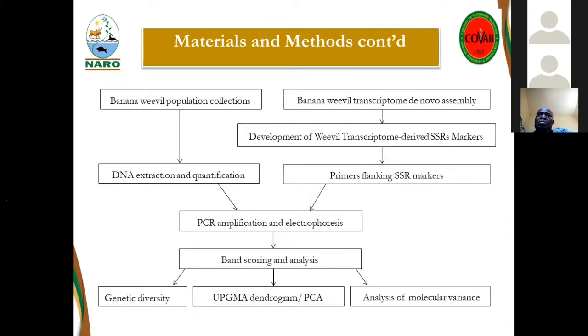After DNA extraction was done, I had to get the transcriptome. I assembled it de novo, because I don't have any reference genome. De novo assembly just basically means you're assembling something without a reference genome. And it is very, very key. So I developed SSR markers from the transcriptome using a software, Chimanta.